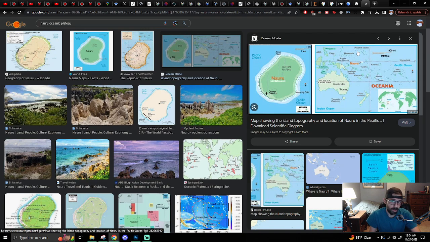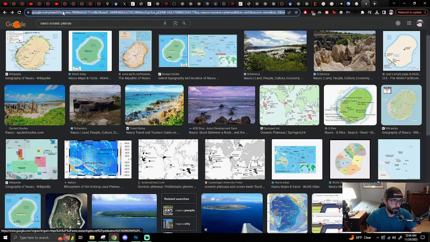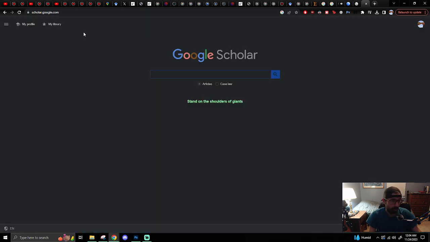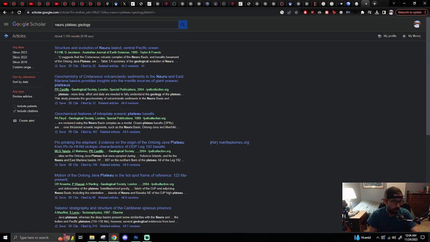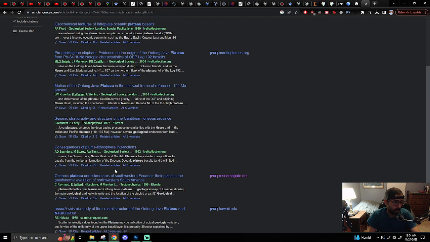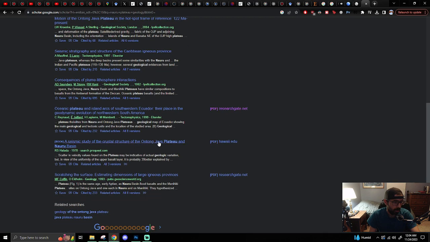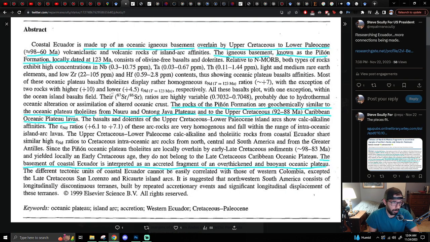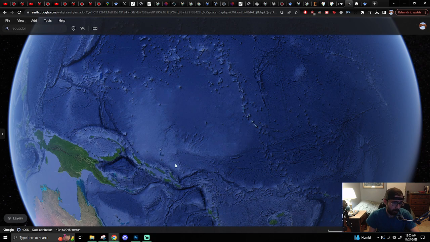It's basically in the region of Ontong Java Plateau. Maybe we can even go to Scholar. Nauru Plateau. Geology. Something of this nature. And find... Oh, maybe it's the basin? Either way, that region... I don't want to get too caught up. Apparently it's a plateau too. There's a plateau there, but it's generally here.